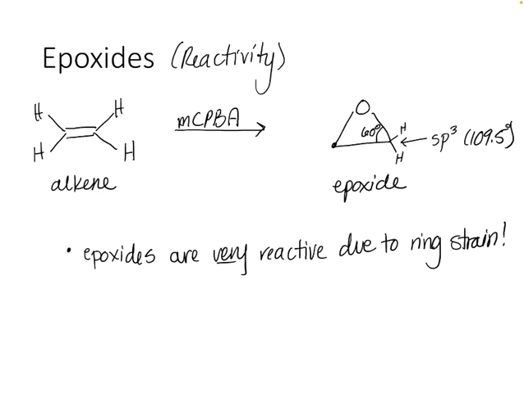So if a nucleophile comes in, for instance, and attacks one of those carbons, that's going to cause the ring to open up, and it will open very easily because that will alleviate the ring strain.